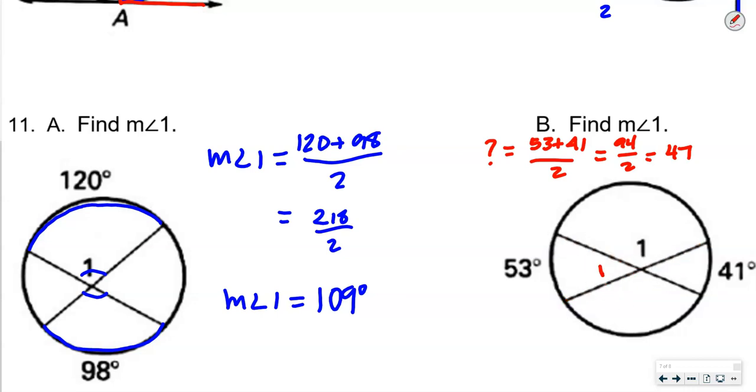47 goes right here. And notice again, these two angles form a line, right? So to find the measure of angle 1, we're going to take 180 minus the 47. So the measure of angle 1 is equal to 113 degrees.